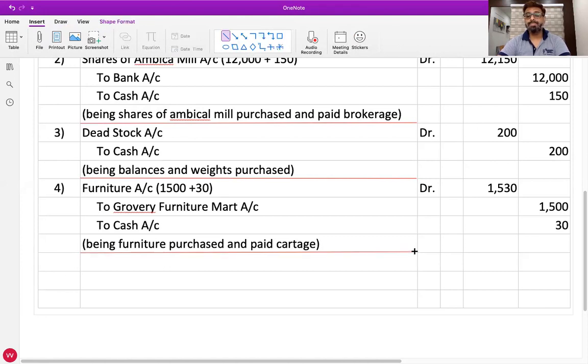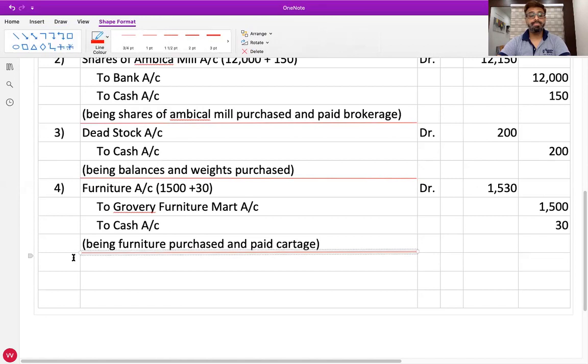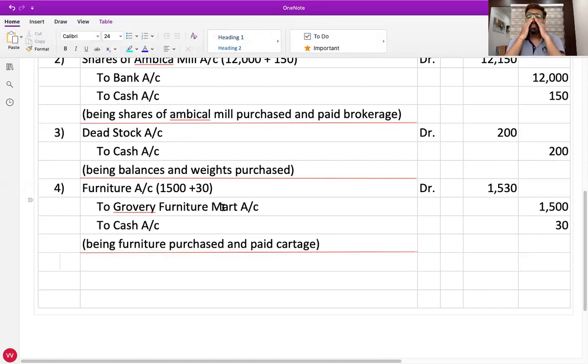Furniture comes in. Every one of you must repeat. Furniture comes in. Debit what comes in. Therefore, furniture account debited with 1530. And what is this 1530? 1530 including 30 of cartage. We should not debit cartage as an expense separately, okay?